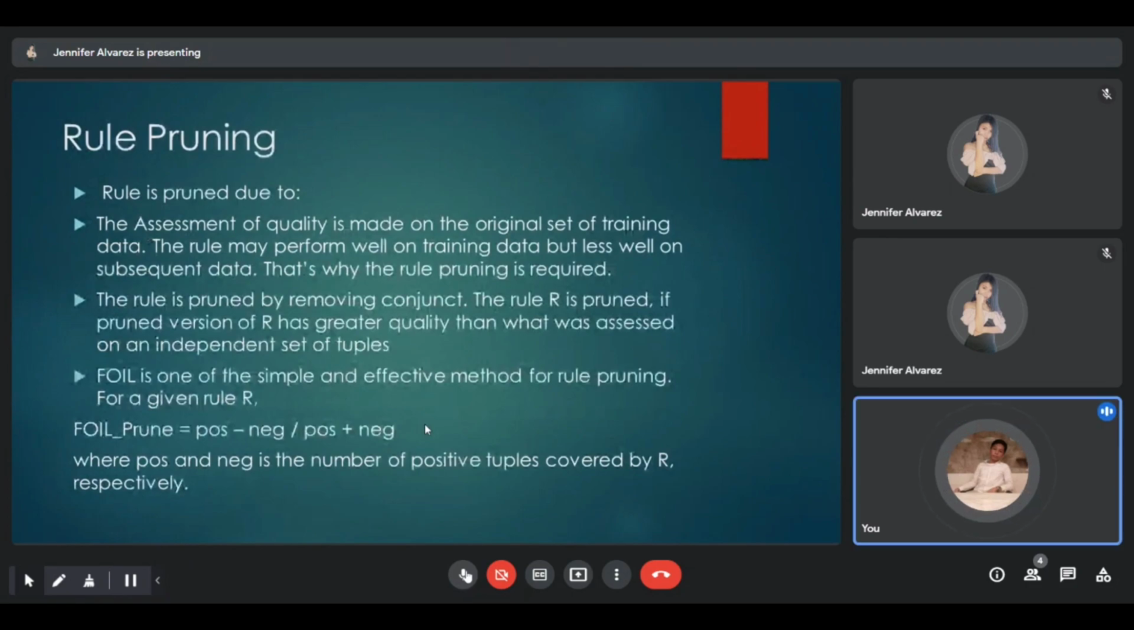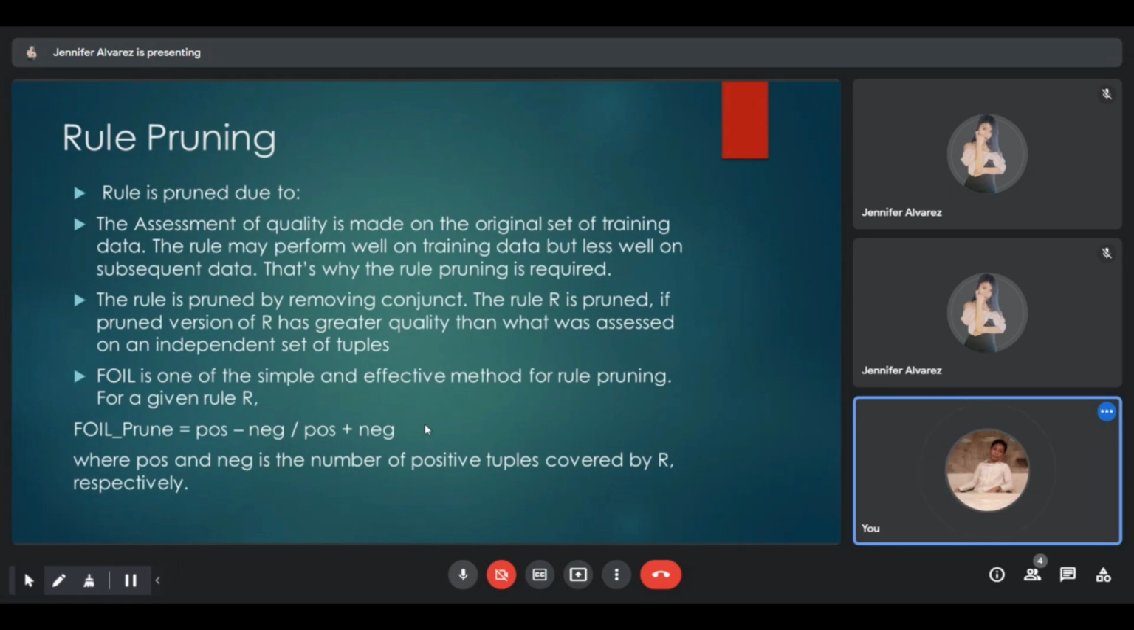Rule pruning. A rule is pruned because the assessment of quality is made on the original set of training data. The rule may perform well on training data but less well on subsequent data. That's why rule pruning is required. The rule is pruned by removing a conjunct. The rule R is pruned if the pruned version of R has greater quality than what was assessed on an independent set of tuples.